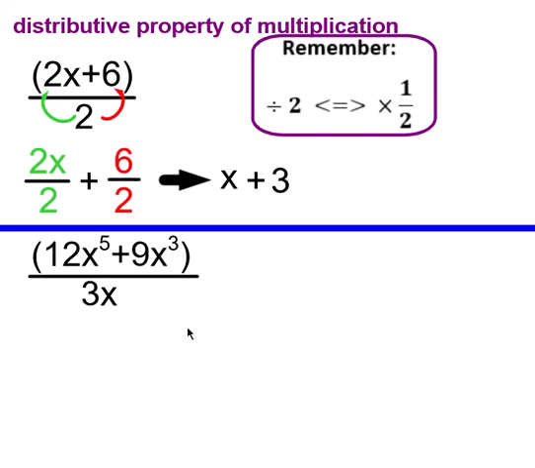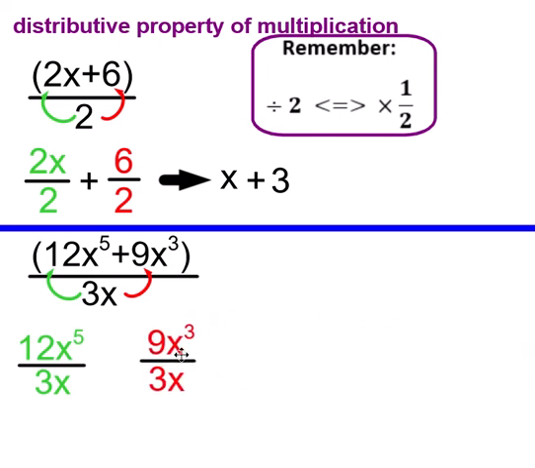Now we're going to use the same process in this example number 2. So our first step is going to be to distribute the 3x of our denominator with the first term in our numerator, 12x to the 5th. So that's going to give us 12x to the 5th divided by 3x. In our second step, we're going to distribute the denominator 3x by our 9x cubed. So that's going to give us this 9x cubed divided by 3x. Remember, we're adding those together just like they are in the numerator that we started with.